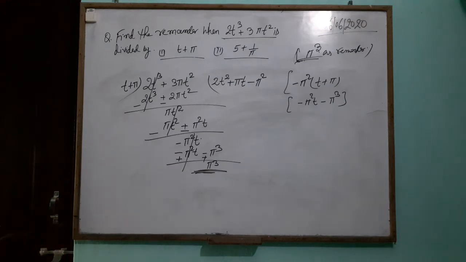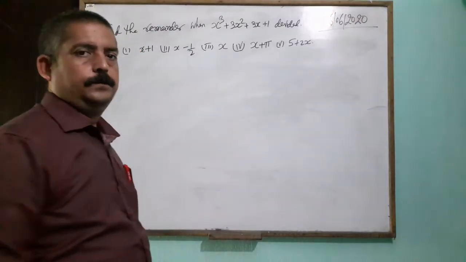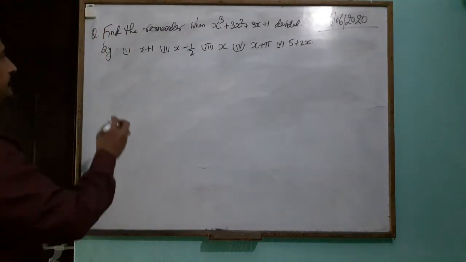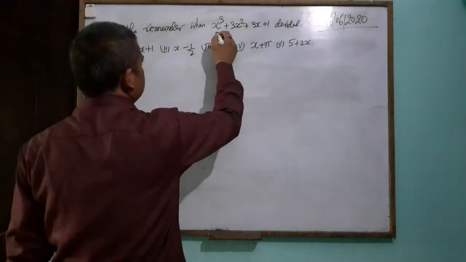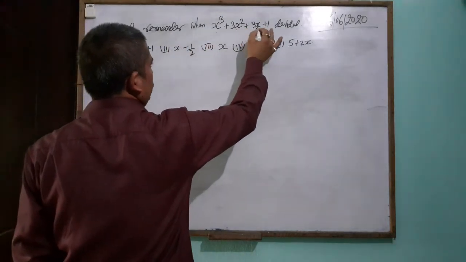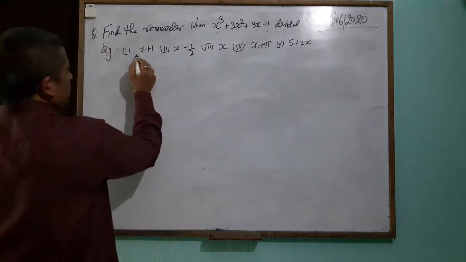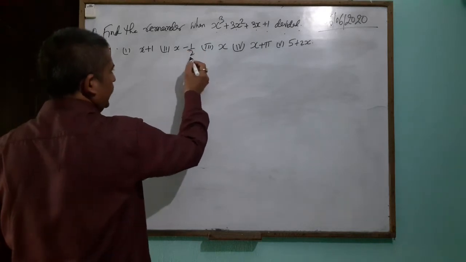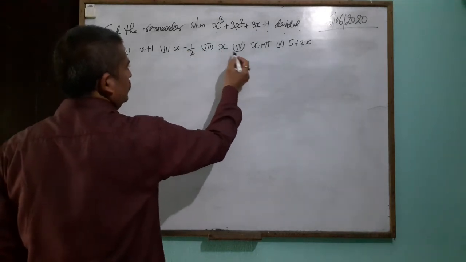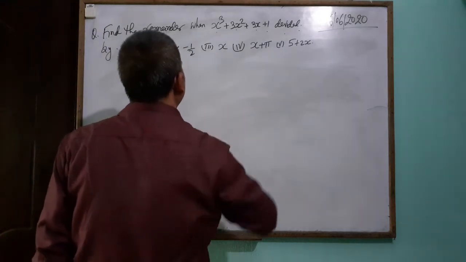Now the next questions we discuss, from the NCERT. Find the remainder when x³ + 3x² + 3x + 1 is divided by: first, x + 1; second, x minus 1 by x; third, x; fourth, x + 5; and fifth, 5 + 2x.